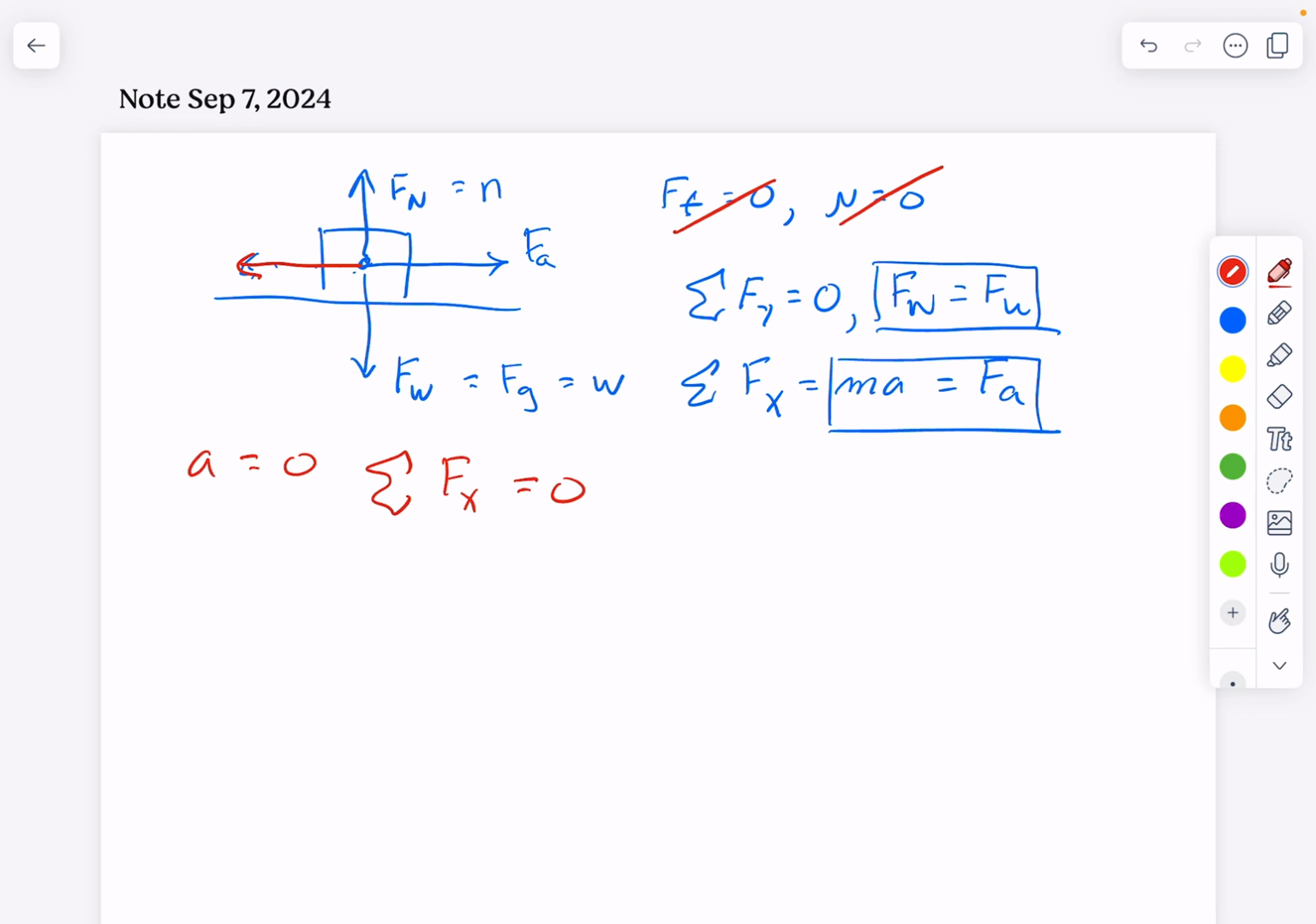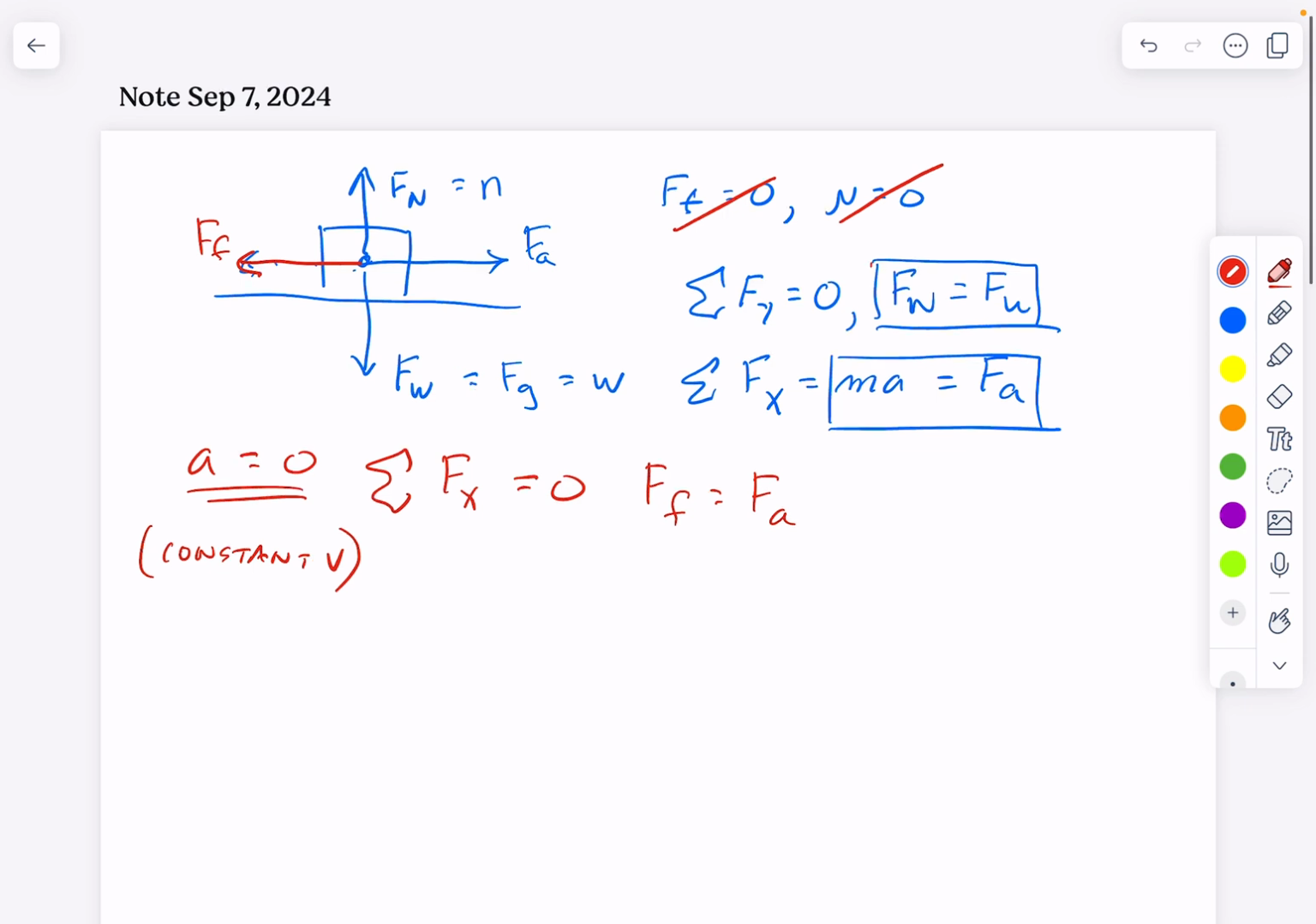And those forces would mean that my force of friction, F sub F, must equal the applied force, F sub A, if we're moving with an acceleration that's equal to 0, which is another way of saying at a constant velocity. Hopefully that makes sense. And so now our equations are going to be this one right here, up equals down, and this one, left equals right.